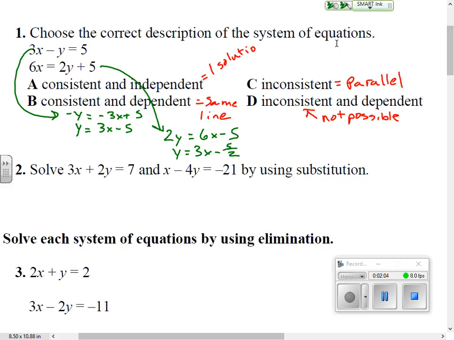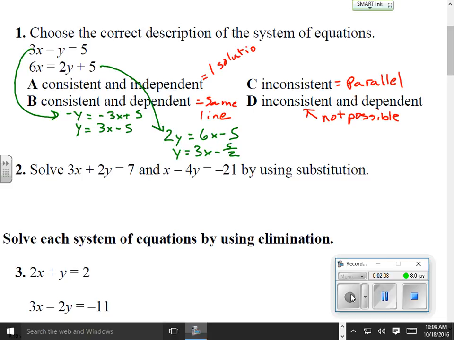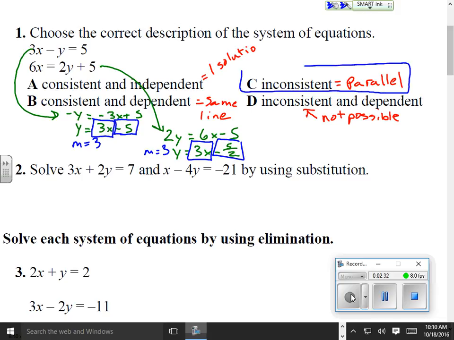So since we notice that both of them have slopes of 3, and their y-intercepts are different, then they're going to be parallel. They're not exactly the same line, but they're going to be parallel. So C would be our correct answer.